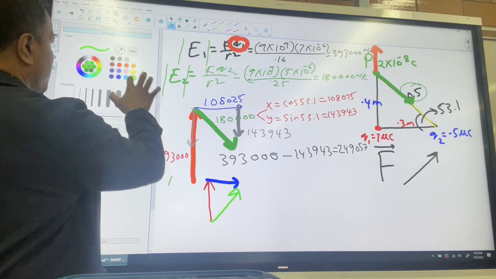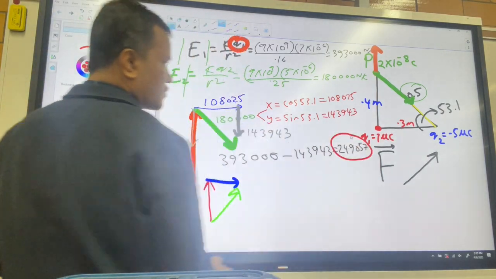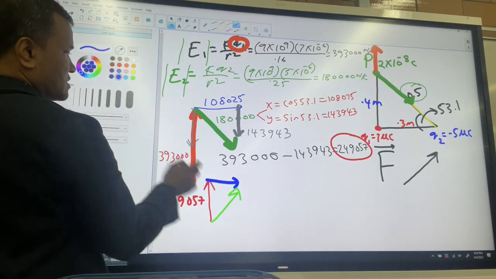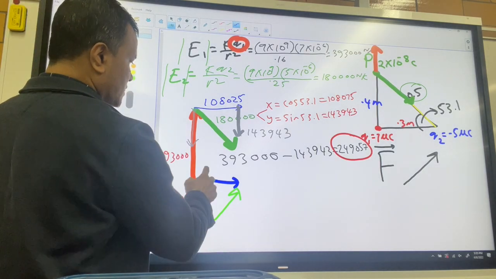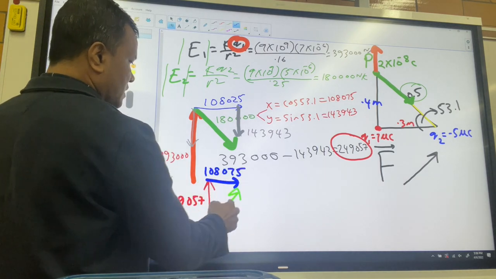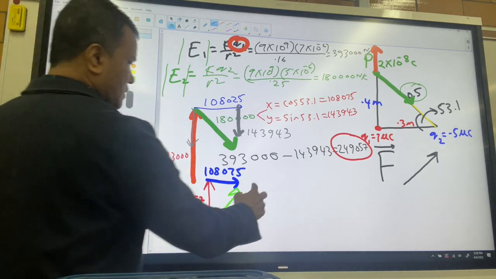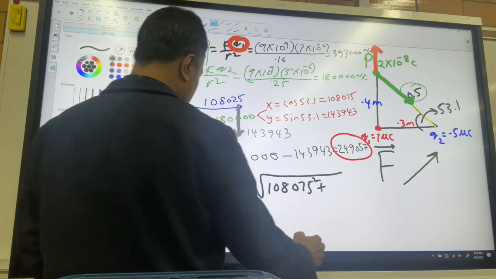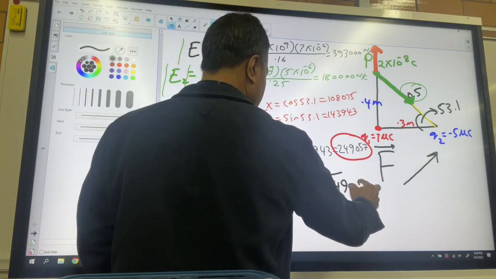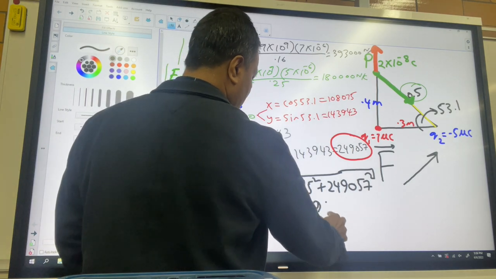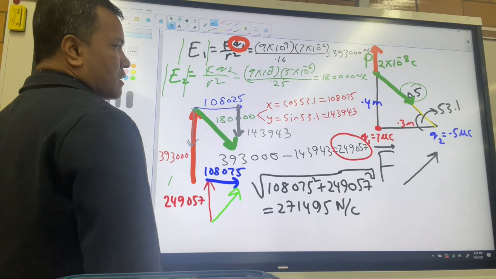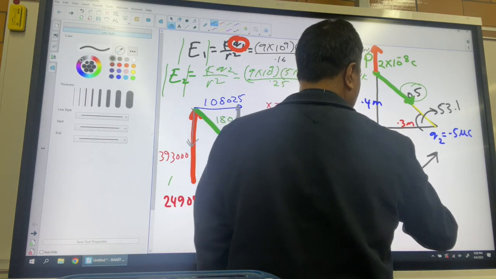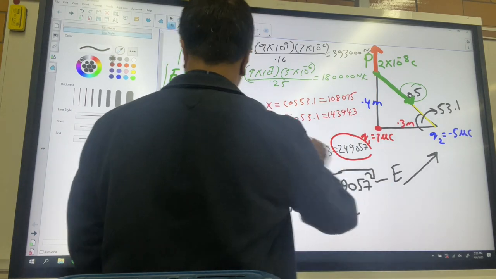All right. So the red is 249,057. And what is the blue? The blue is, of course, 108,075. The green, we're going to use the Pythagorean theorem to find the green. So 108,075 squared plus 249,057 squared, and the square root gives 271,495. This is newton per coulomb. So that would be the electric field. And the electric field direction is this, and the size is this.